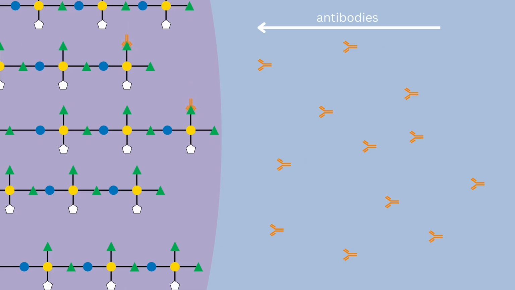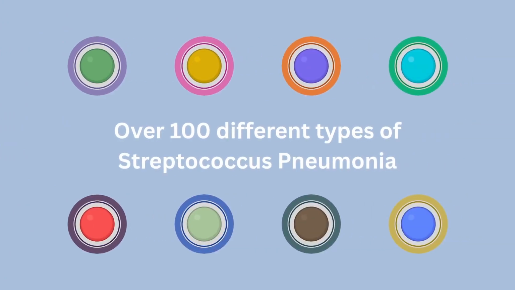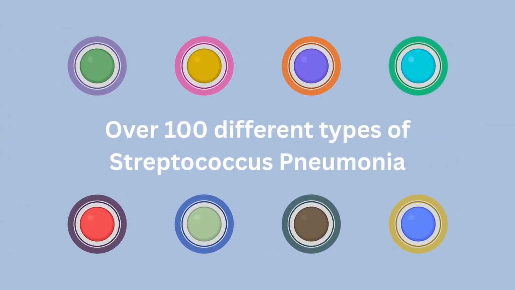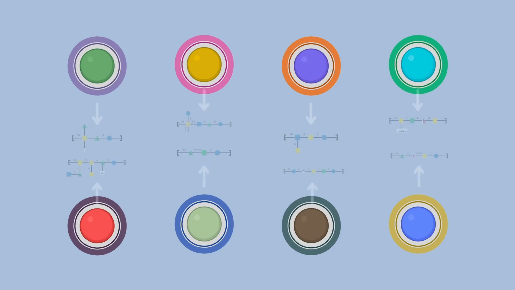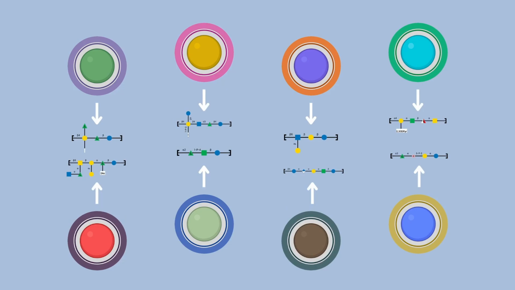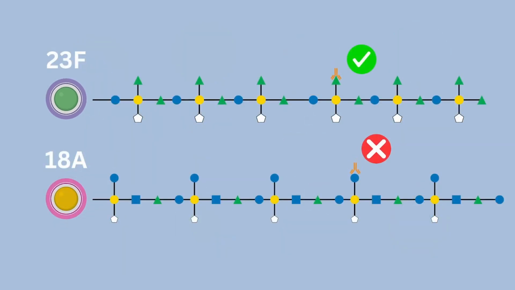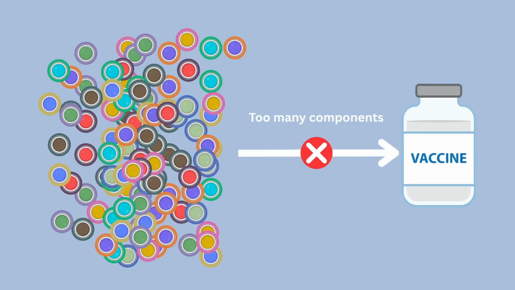However, it has been made more complicated with the discovery that there isn't just one type of Streptococcus pneumoniae, but more than 100 different types, each with their own unique CPS. Unfortunately, antibodies that protect against one type usually don't work against another. This matters because both our bodies and vaccines are incredibly complex. Creating a vaccine that protects against every type of S. pneumoniae is nearly impossible. The vaccine would simply have too many components.